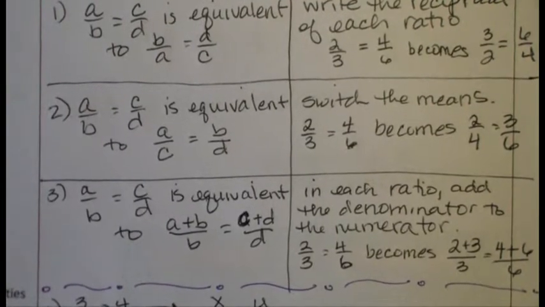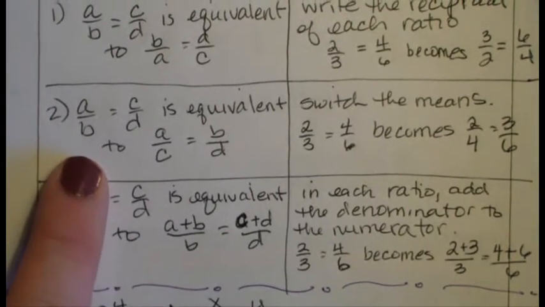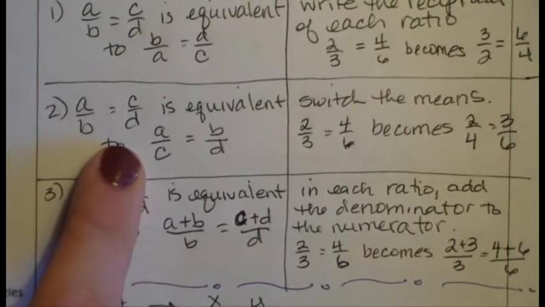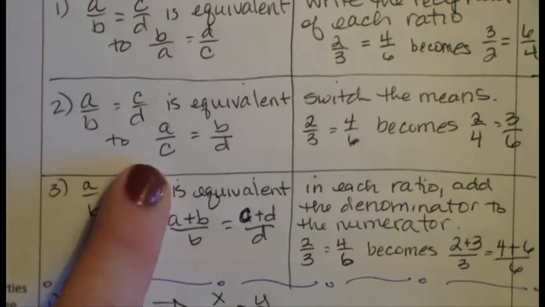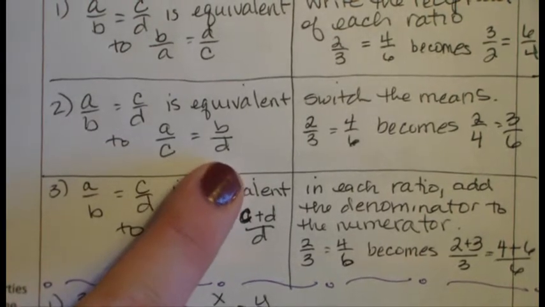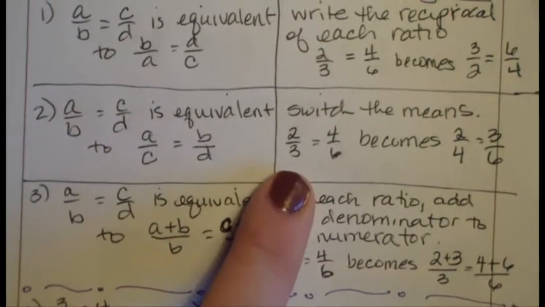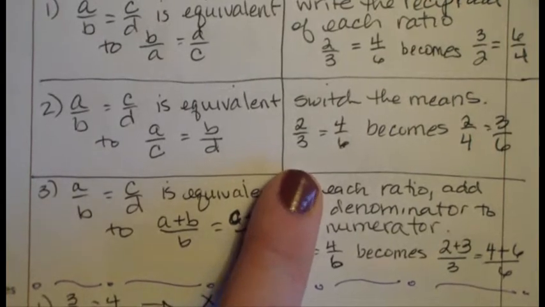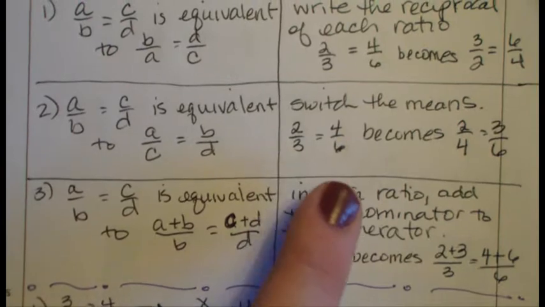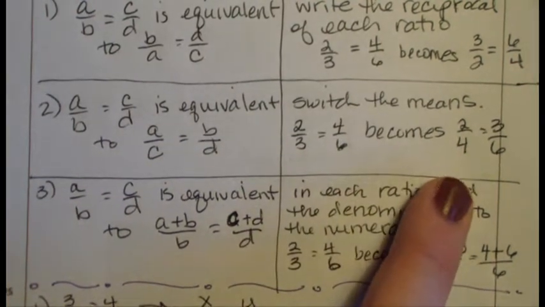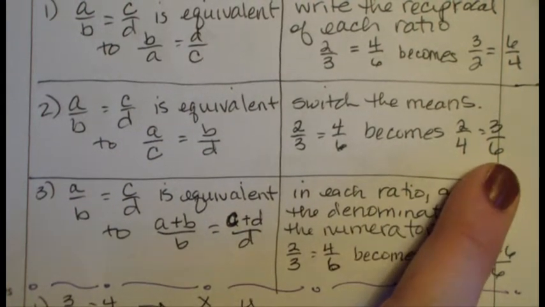Property of proportions 2 says A over B equals C over D is equivalent to A over C equals B over D. For this one, all we do is switch the means. 2 over 3 equals 4 over 6 becomes 2 over 4 equals 3 over 6.